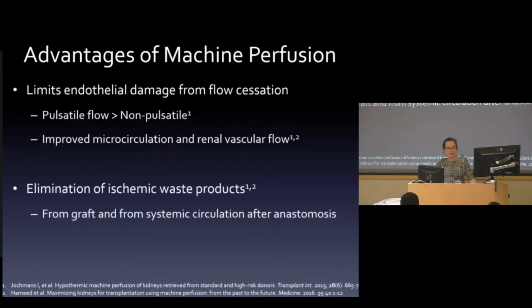The theories on the mechanism behind the benefits of machine perfusion largely come also from the transplant literature. I just thought it'd be helpful to go over the pathophysiology here a little bit. The most important mechanism to discuss is probably the fact that cessation of flow causes endothelial damage, leading to endothelial swelling and vasospasm. And so if you can keep the flow going, that is prevented. Interestingly, pulsatile flow is more protective to the endothelium than non-pulsatile flow, so there's a little bit more to it than just keeping the vessel open.